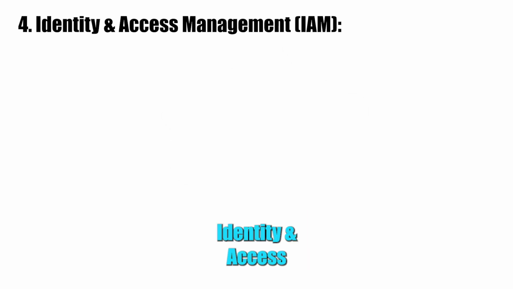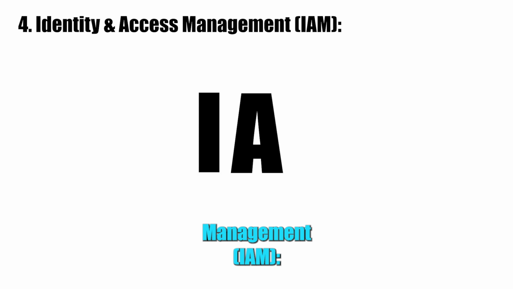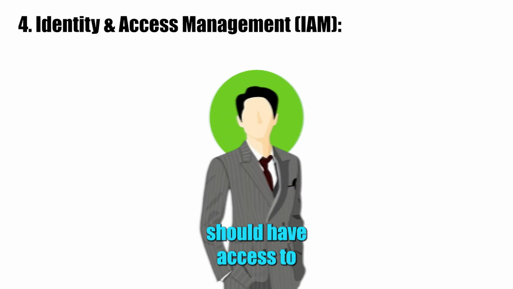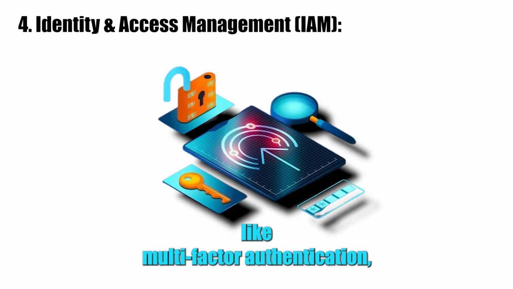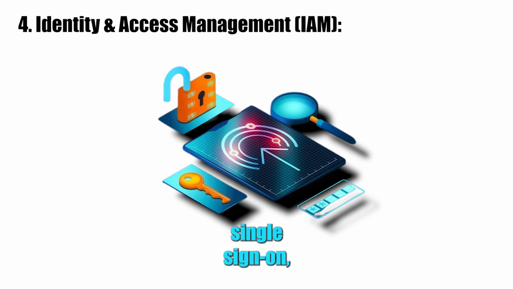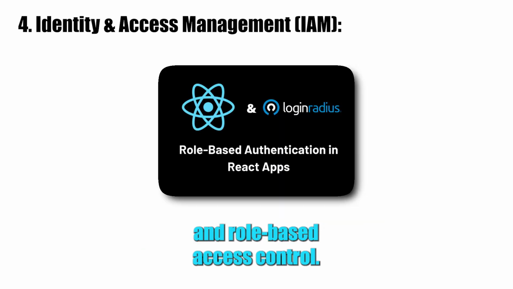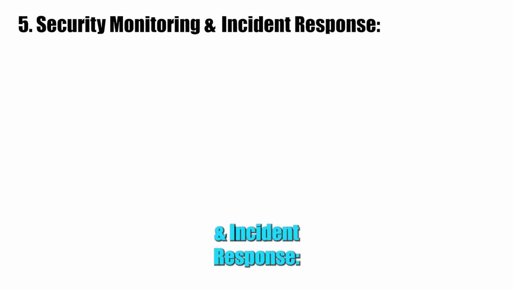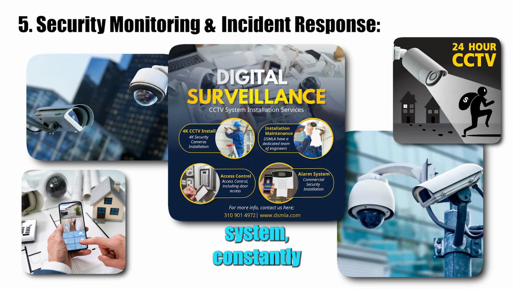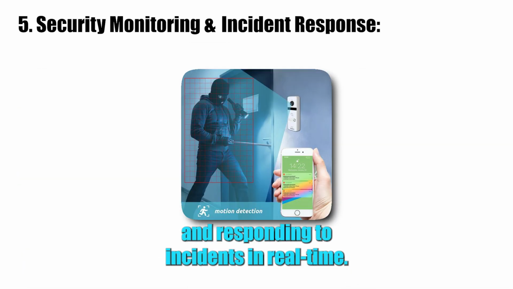Fourth, identity and access management, IAM. Only the right people should have access to the right resources. IAM ensures this through technologies like multi-factor authentication, single sign-on, and role-based access control. Fifth, security monitoring and incident response. This is your digital surveillance system, constantly watching for anomalies, flagging suspicious activities, and responding to incidents in real time.